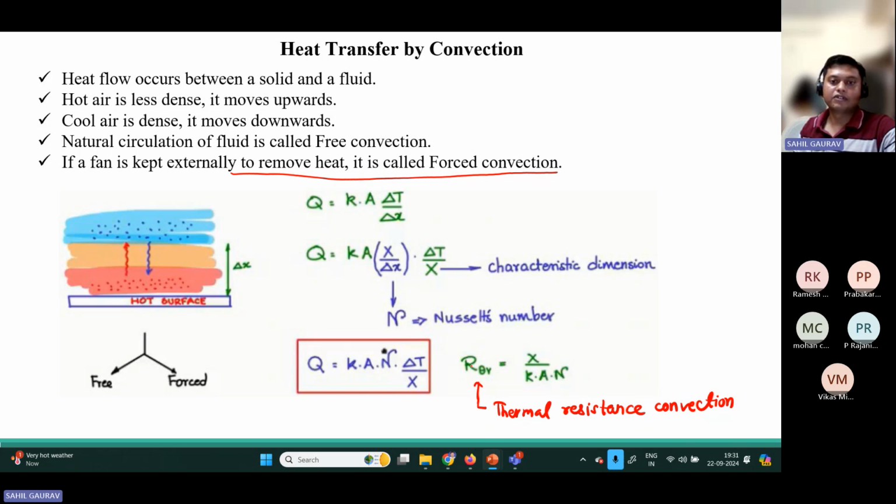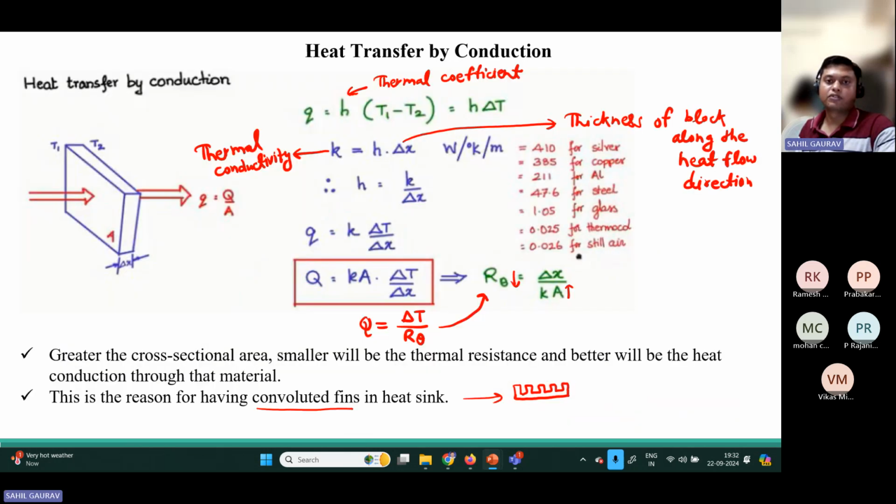And if you write the thermal resistance for convection, again you have to compare with the conventional form. We know the conventional form for heat energy extraction is Q equal to delta T upon R theta. Comparing with this actual expression, you will get the thermal resistance for convection as X upon K into A into Nusselt number. And for conduction, we got delta X upon KA.